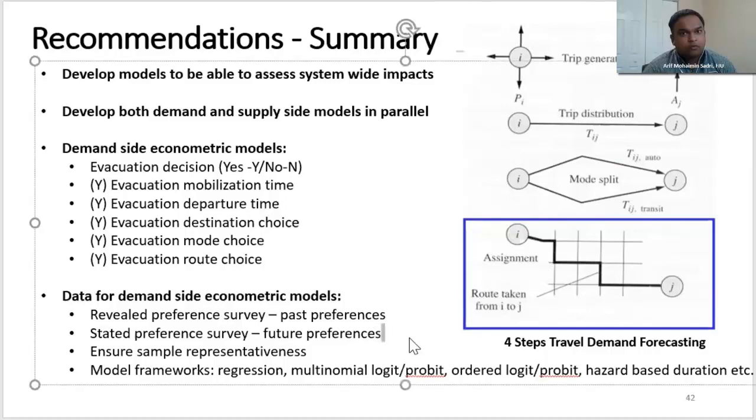We can do studies in two different ways, revealed preference and stated preference. One thing is that because of the scenario, people might show different behavior. So we should do a before and after study, what they have preferred in the past.